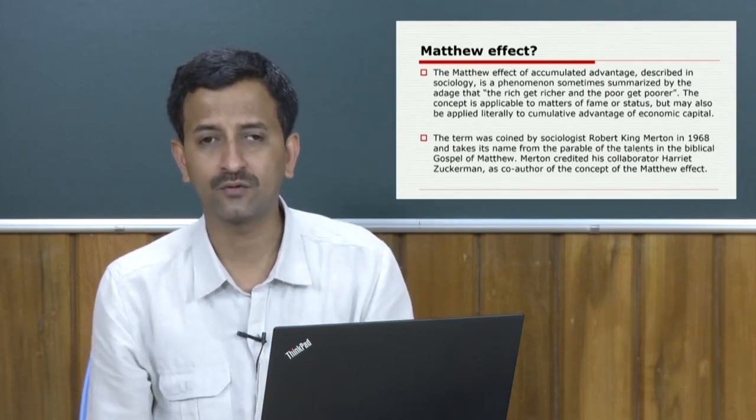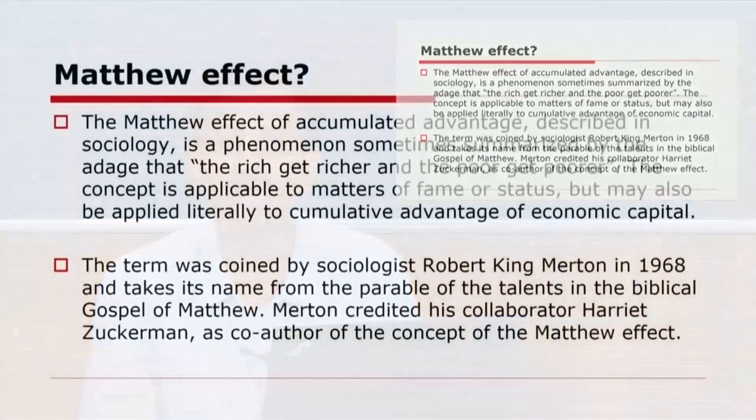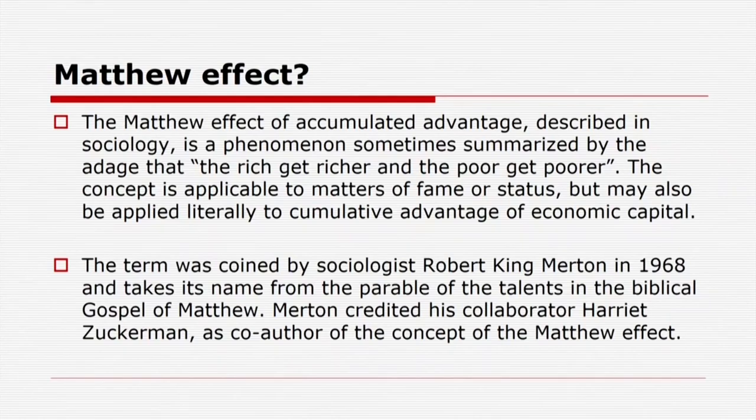Very quickly we will try to cover this aspect: the Matthew effect of accumulated advantage, described in sociology, is a phenomenon sometimes summarized by the adage that the rich get richer and the poor get poorer. The concept of the Matthew effect is applicable to matters of fame or status, but may also be applied literally to cumulative advantage of economic capital. This term Matthew effect was coined by Merton in 1968. The paper appeared in Science, one of the most prestigious journals in the world. This term takes its name from the parable of the talents in the biblical Gospel of Matthew. And Merton credited his collaborator and his second wife, Harriet Zuckerman, as co-author of the concept of the Matthew effect.